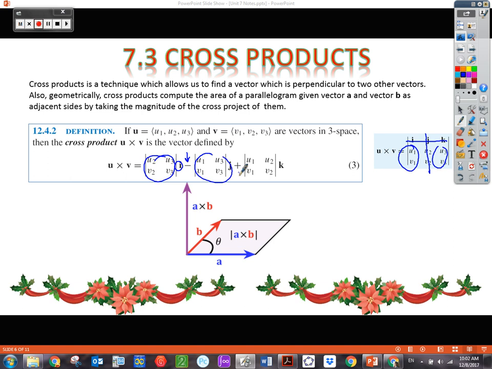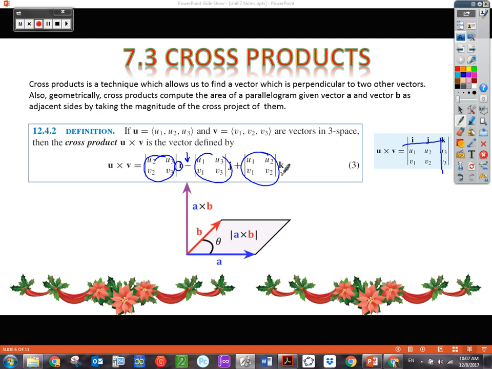U1, U3, V1, V3. That gives me my second one. Hopefully this is ringing a bell because you would have done this last year, I'm hoping. Then the last one, we would basically ignore that row and that column, and we would get U1, U2, V1, V2, again multiplied by K. And we're going to do a few examples of this, so that'll hopefully jog your memory if this is not making any sense. But that's the process that we're going to use to actually find cross products. So we're going to practice that technique.